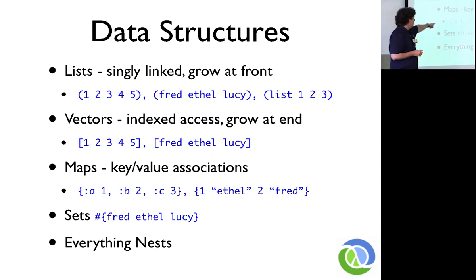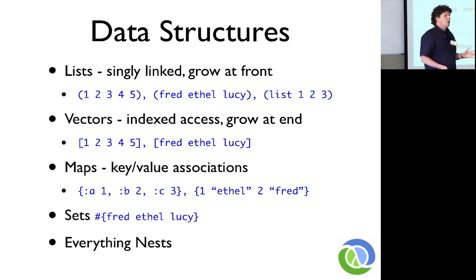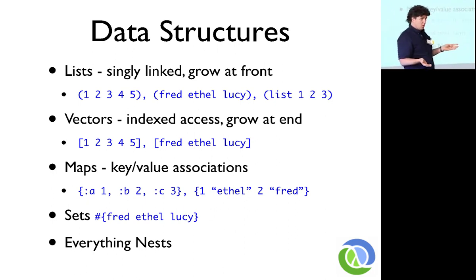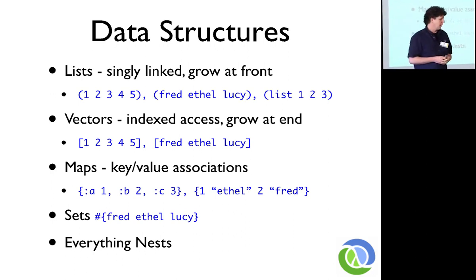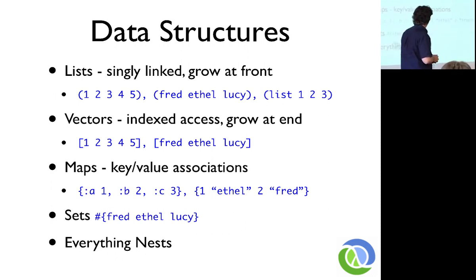There are map literals. They're in curly braces. It's key value, key value, key value. Key could be anything. Value could be anything. All of the data types are values, so the key could be a vector if you want. Ditto the value. Commas are white space. Put them in if they make it more readable, but they're not mandatory.